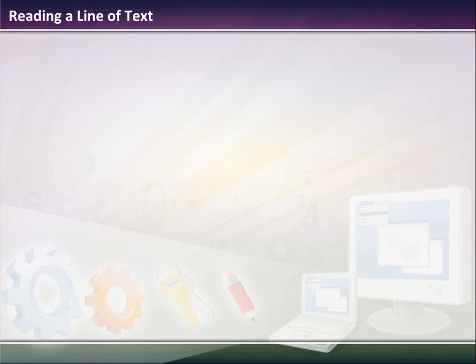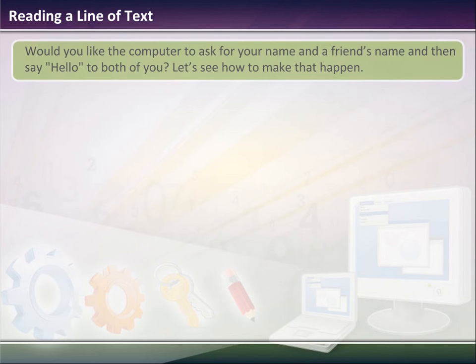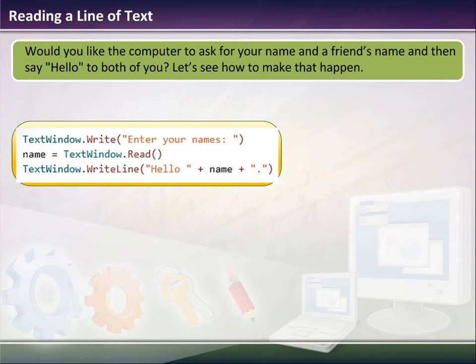Reading a line of text is a way of getting input. So if I were to type hello and I wanted to ask a question, I could read the text too. For example, would you like the computer to ask for your name or a friend's name, then say hello to both of you? Let's see how we would do that. So by typing TextWindow.Write, it'll print on the screen "Enter your names:". Notice that there's a space between the colon and the quotation marks because the very next write command will have something else.